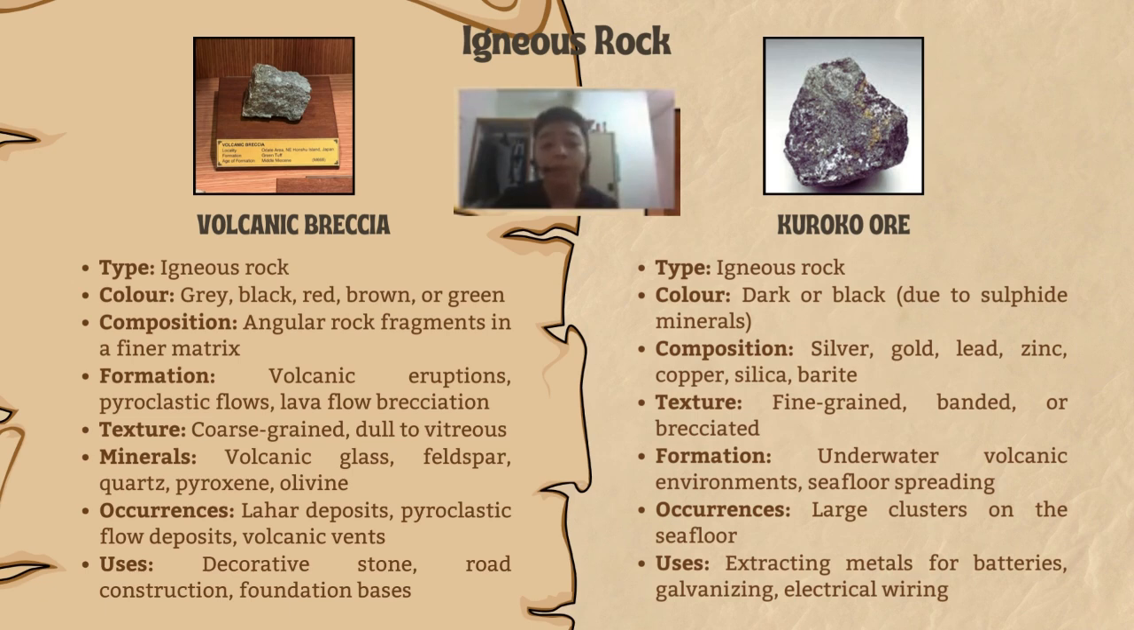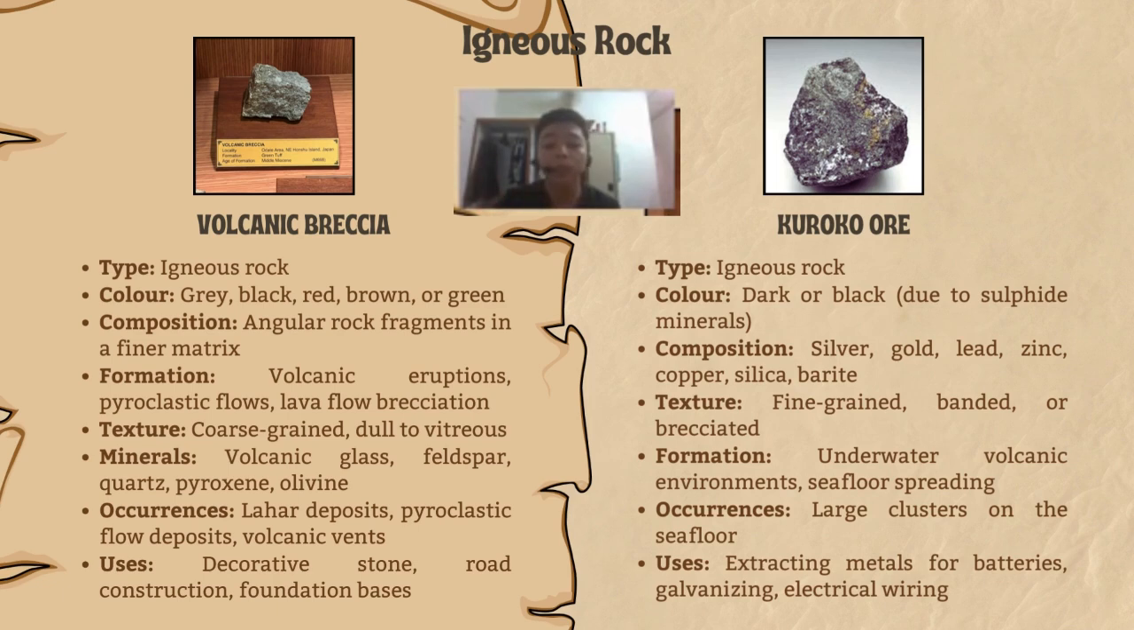Its appearance is often dark or almost black due to the presence of sulfide minerals, and it may exhibit fine-grained, banded, or brecciated textures. These deposits form in underwater volcanic environments with active seafloor spreading or volcanic arc systems, where metal-rich hydrothermal fluids deposit sulfide minerals on the seafloor. Kuroko ore is similar to other volcanogenic massive sulfide or VMS deposits found in regions like the Iberian Pyrite Belt and Cyprus.